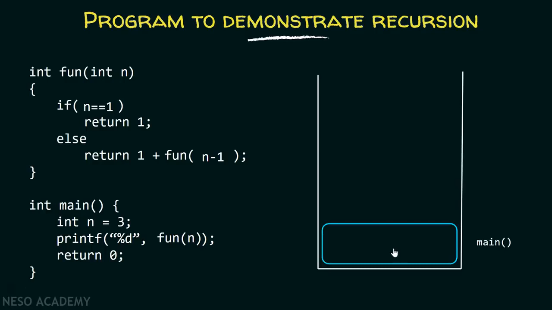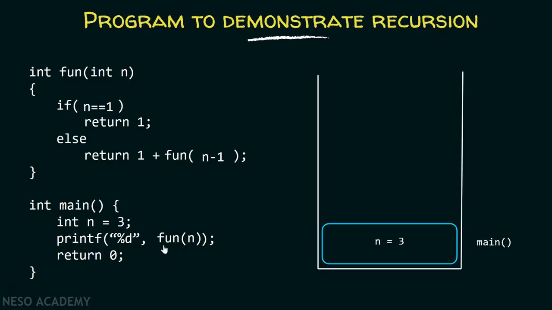And what will this activation record consist of? It will consist of the locals of this function, along with the parameters of this function. Also, it will consist of the return address to the caller. But here, for the sake of simplicity, we are just maintaining the local variables inside this activation record. That means n equals 3, which is the local variable of this function, will be maintained inside this activation record, right?